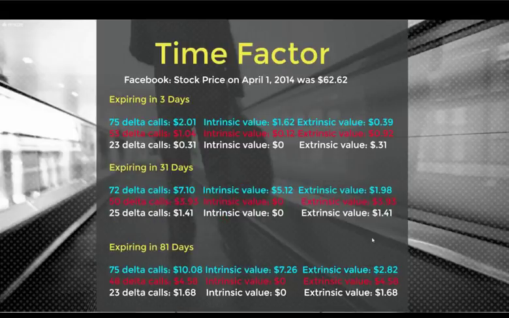So we've talked so much about implied volatility. So let's talk about time decay, or theta, and let's look at a couple examples here. This is a little bit of a tough slide, and when we look at these options, the first part of it is options expiring in 3 days. The next one is 31 days, and then that one is 81 days.